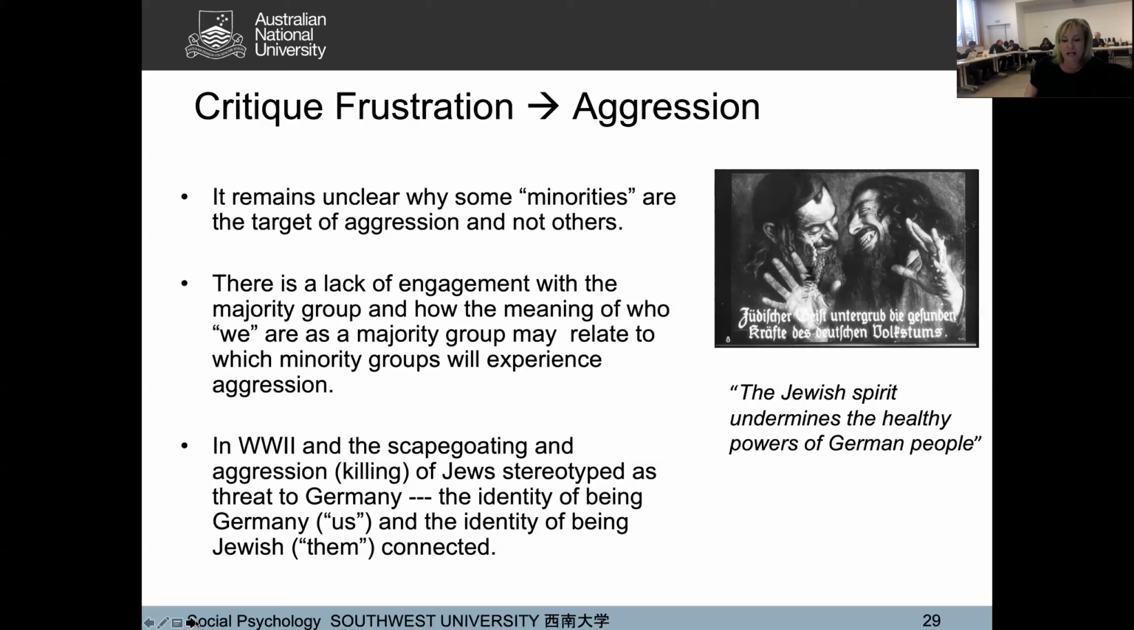So in some ways, the frustration-aggression model has limitations in explaining who will be the target of aggression, and perhaps there needs to be more engagement, in light of the direction that Sherif leads us, to understand the nature of the intergroup relationship and the meaning of the aggressor group and the victim group in trying to understand the frustration-aggression relationship.